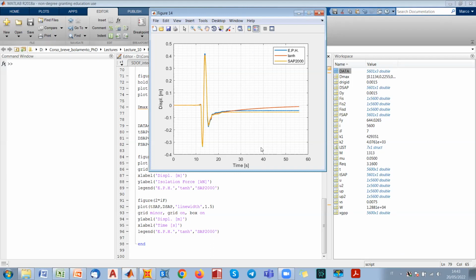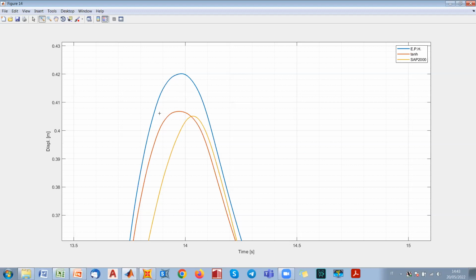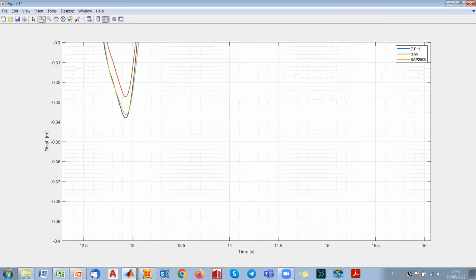So this is the seventh earthquake. This is in terms of time series of displacements. You see how it is actually well captured also by the single degree of freedom. We have approximately the same response. For maximum values, we are very close. Also for the minimum.